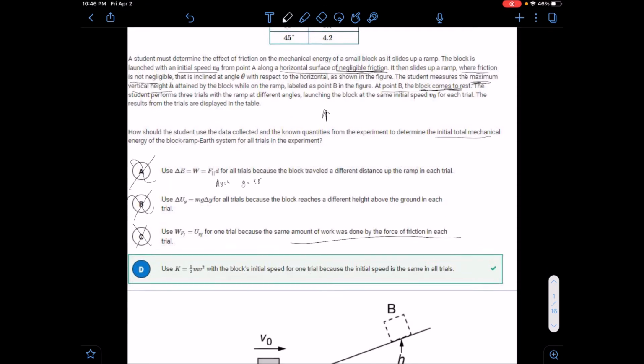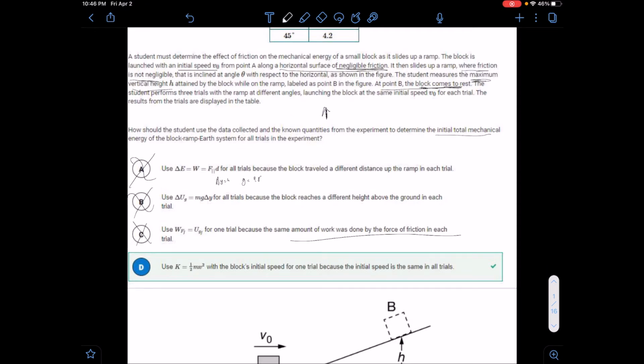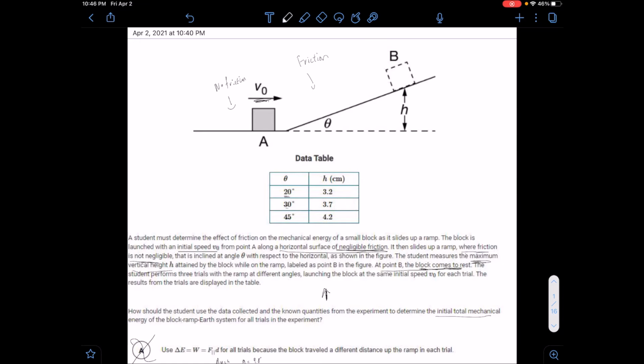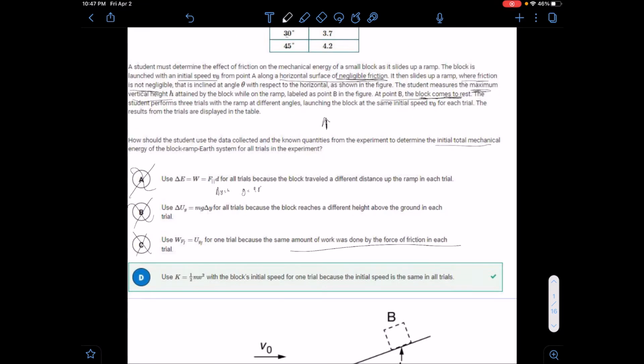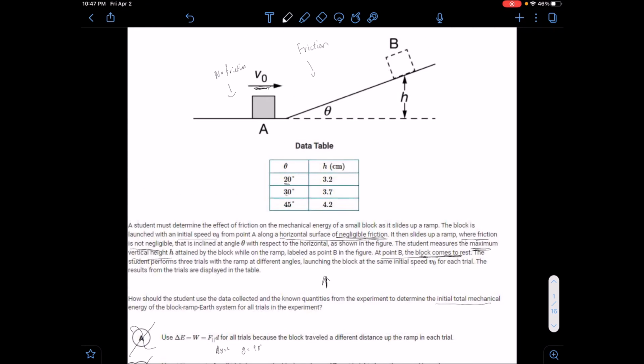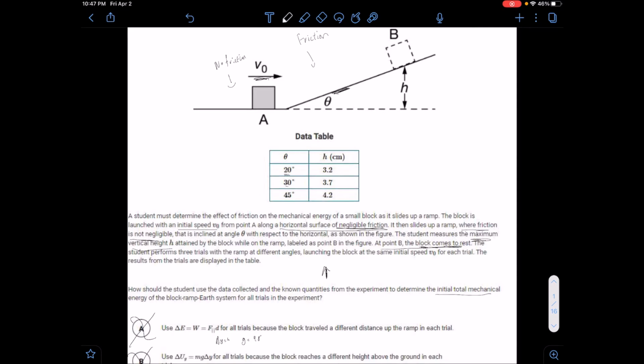So why is K equals 1/2 mv squared for one trial? Because the initial speed is the same. So we know that it will always be launched with v initial, but v initial is not equal to v squared. For the ramp, neglecting friction force, it would be v sine theta.